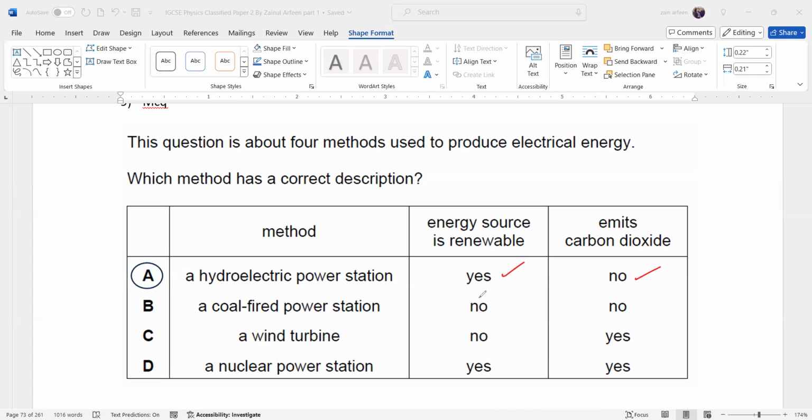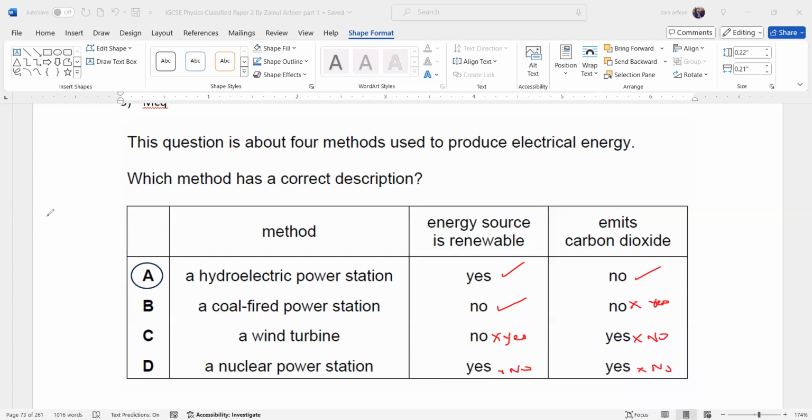Coal fire station, is it a renewable? No, it is not a renewable. That's correct. Does it emit carbon dioxide? Yes, it does emit carbon dioxide. A wind turbine, it says yes, it is a renewable resource and it does not emit carbon dioxide. A nuclear power station, it is not a renewable and it does not emit carbon dioxide.